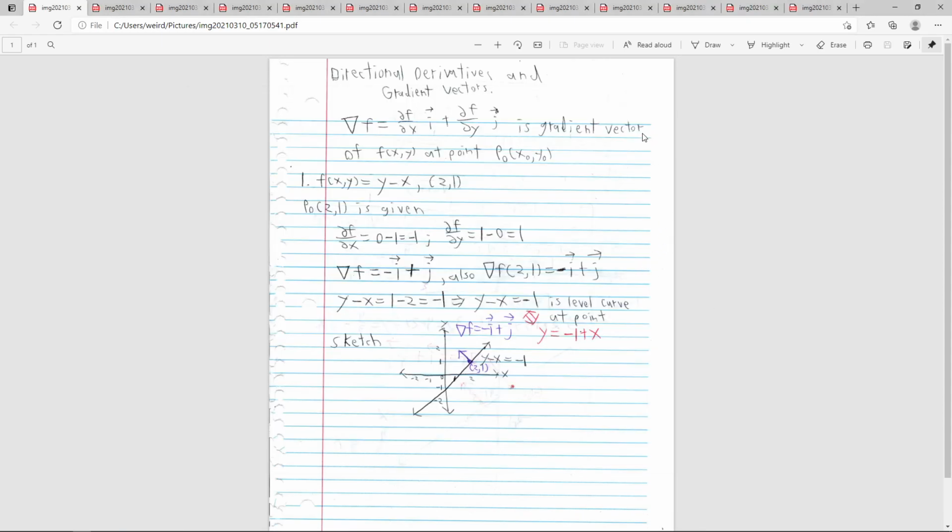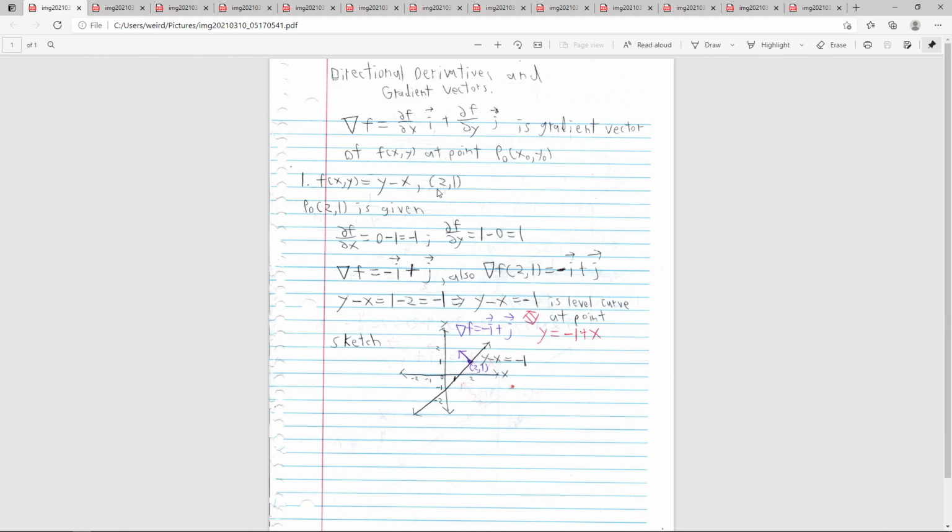Okay, directional derivatives and gradient vectors. In general, first we just find gradient vectors of this form, and if you have a third variable, of course, you add the z variable, df dz. For x and y at point p0, (x0, y0), it is this, and the derivatives are at the points x0, y0, plugged in.